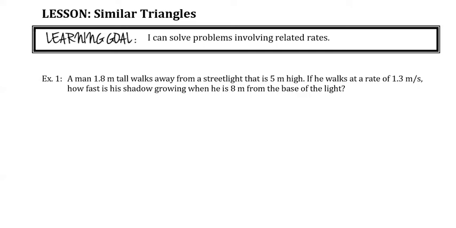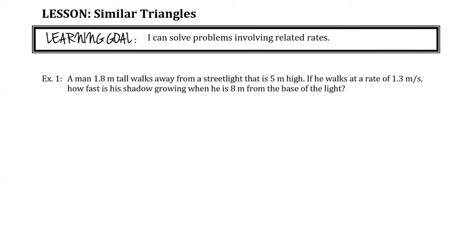A man who is 1.8 meters tall walks away from a street light that is 5 meters high. If he walks at a rate of 1.3 meters per second, how fast is his shadow growing when he is 8 meters from the base of the light? One thing that's going to be really important is we're going to have to draw this and label it, and that will help us think about it. Along the way, you'll notice we really have to think about what direction he is walking. What is growing? What is shrinking? It's going to tell us some of that, but we'll have to think about some of the other parts too. So keep that in mind.